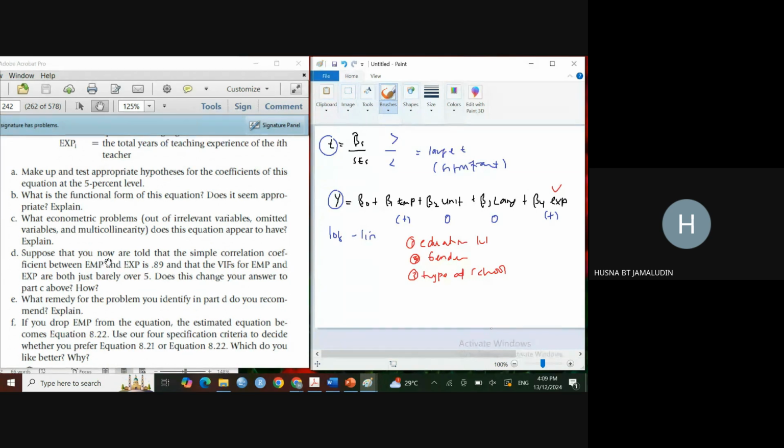Suppose that you now are told that the simple correlation coefficient between years and experience is 0.89, and the VIFs are both just barely over 5. Does this change your answer to part C? In part C, you are saying that they are having multi-co. So by looking at the result from simple correlation and VIF, what does it tell you? Do you know how to read the number?